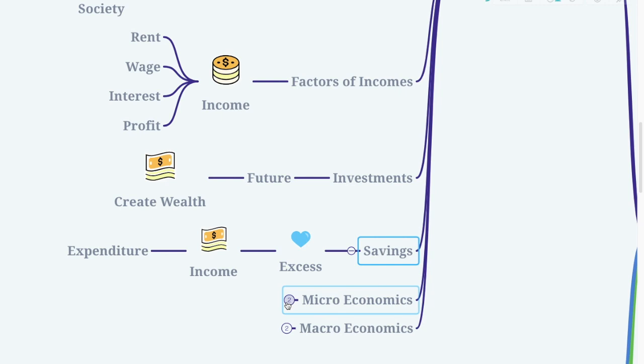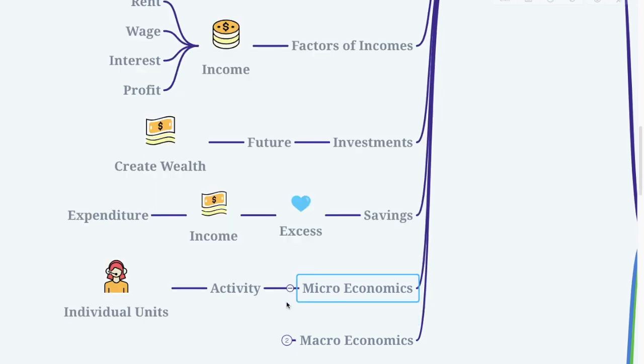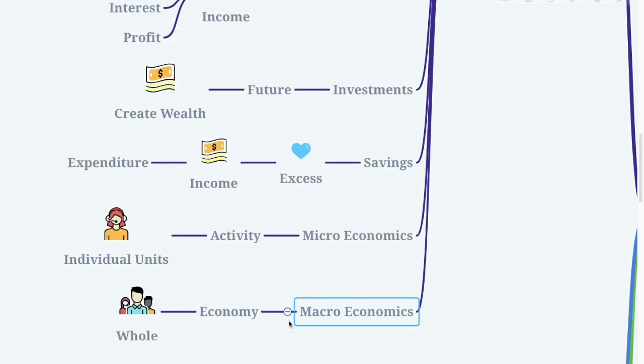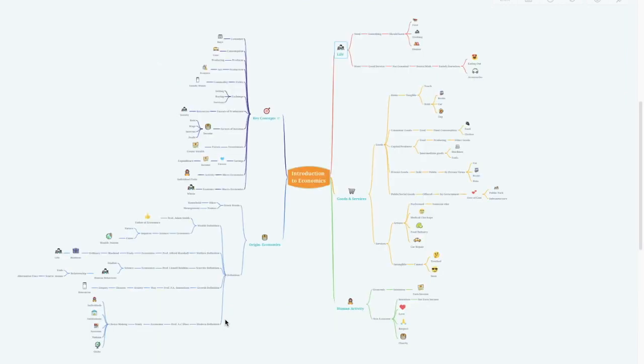The last two, micro and macro. Micro is small, macro is big. Microeconomics is concerned with the activities of individual units. Macro is concerned with the economy as a whole. Study of national income, employment, etc.